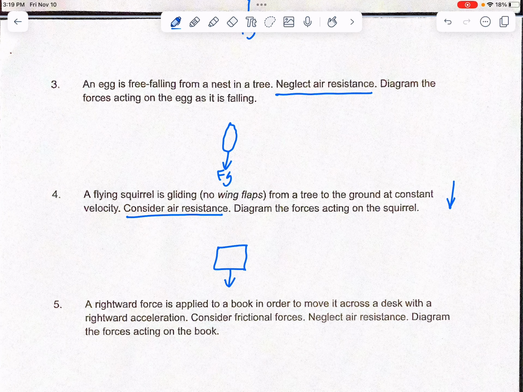What's pulling it down is Fg, but it's going at a constant velocity, which means your Fn is balanced out. I'm sorry, not Fn. My apologies on that one. That is your F air, your air resistance. If you reach a constant velocity, that means your force of gravity and your air resistance have become equal. Like when you pull your parachute, it wouldn't do you much good if you just kept picking up speed even with that parachute out. So what that parachute does is it increases your air resistance, which is going to bring you to a lot slower, constant velocity.